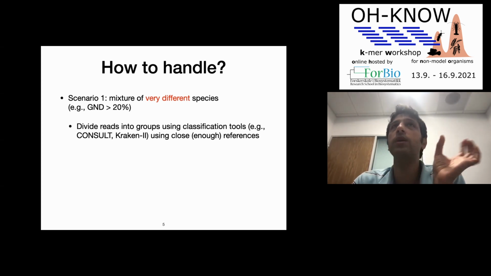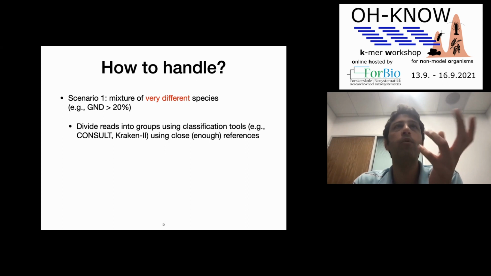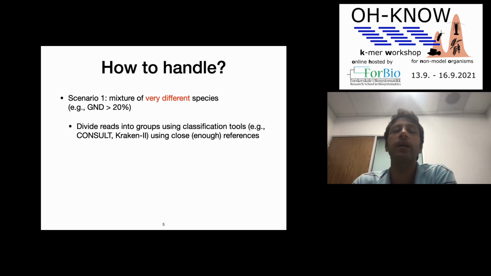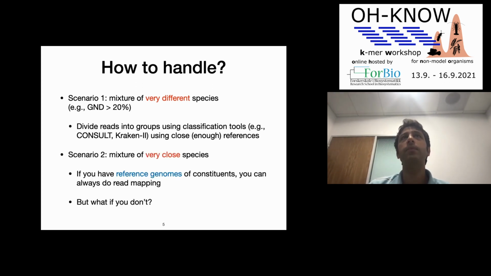I'm not talking about read alignment tools like Bowtie or Minimap, but more like classification tools, things like Kraken or another tool called Consult, which I'll talk about later today when I talk about contamination. So this problem, again, we haven't tested, but I think it's easy enough to distinguish large groups.